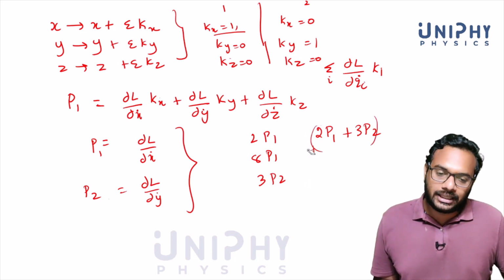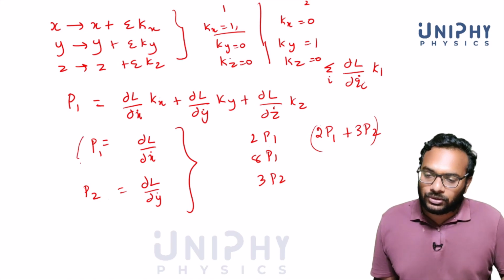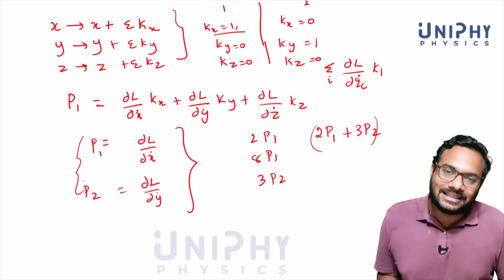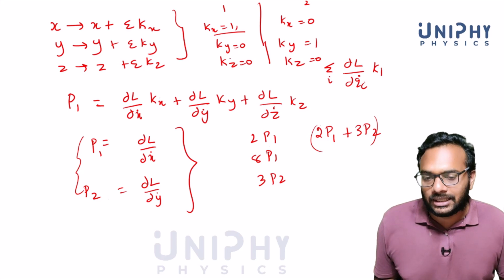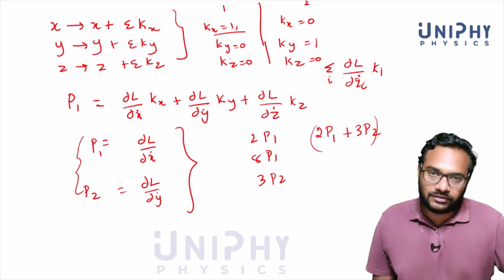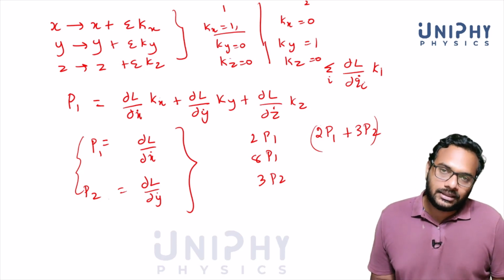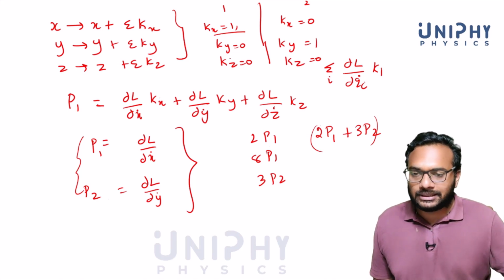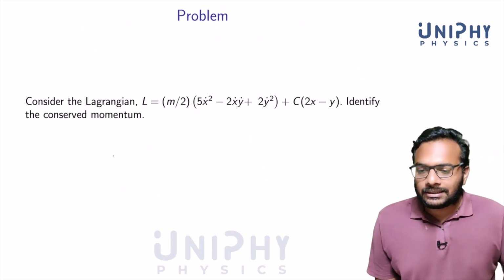So this p1 and p2, you can consider it as some sort of a basis set of conserved momenta, and there are an infinite number of conserved momenta that you can construct from this. I hope that is clear. All right, let's discuss another problem here.